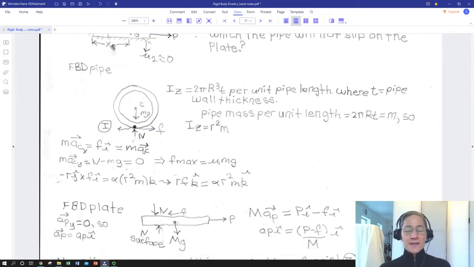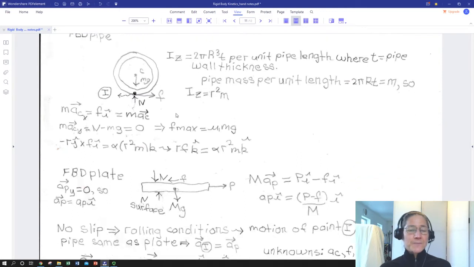Acceleration of the center of mass, which is only in the x direction, so that's the entire translational acceleration related to frictional force. We have an expression of frictional force being constant, it's not changing in the problem, and we can also relate frictional force to radius, mass of the pipe, and our angular acceleration. So we got some relationships out of there.